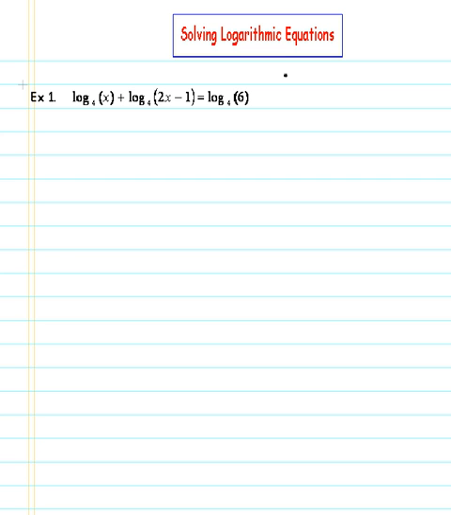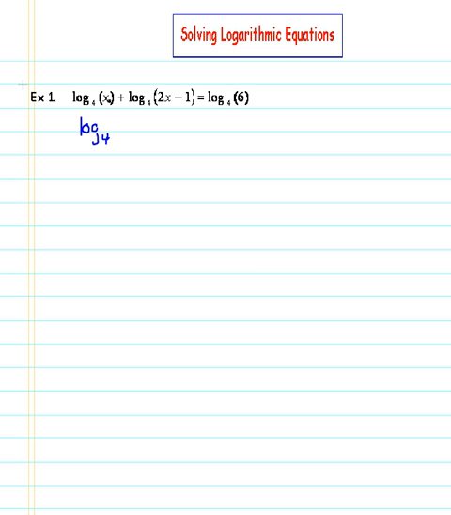In this example, you'll see that there are logs on the left-hand side as well as logs on the right-hand side. You'll also notice that the base matches in all three of our logarithms, and that is, of course, very important. We're going to begin by using some of the properties of logarithms to try to simplify what this logarithm equation looks like. For example, in this case, you'll notice that there is a plus involved between the two logarithms. And we have a property of logarithms that says if you're adding two logarithms together and they have the same base, you can write that as the single log with that base of the product of the two.